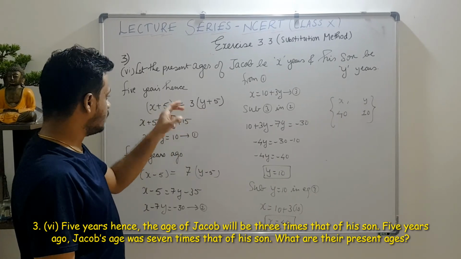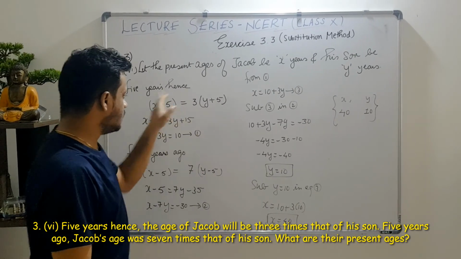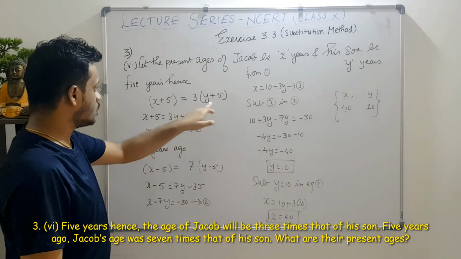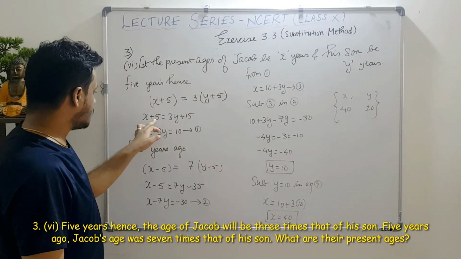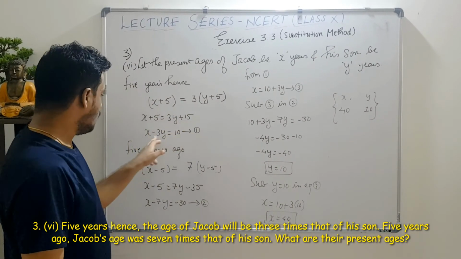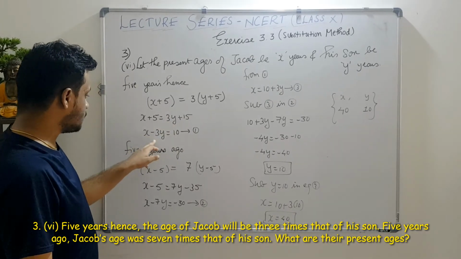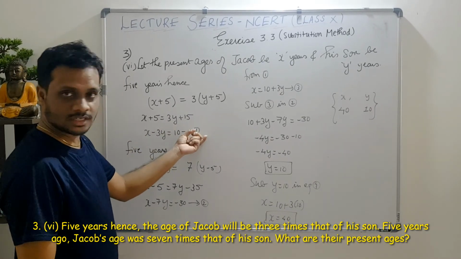So x plus 5 will be 3 times (y plus 5). So when I simplify this by using the normal multiplication, I get x plus 5 is equal to 3y plus 15, or when I bring this 3y to the other side, I get x minus 3y equal to 10. I obtain the first equation from this.